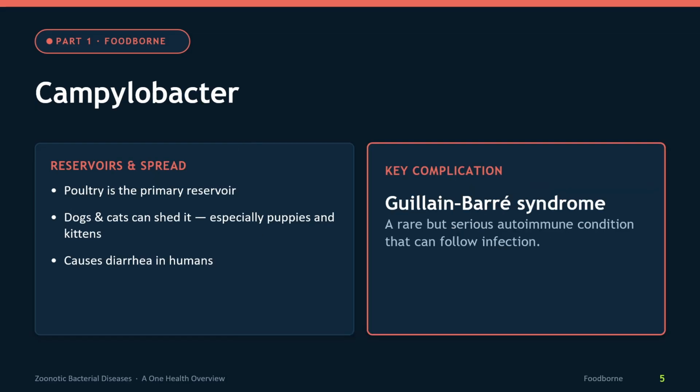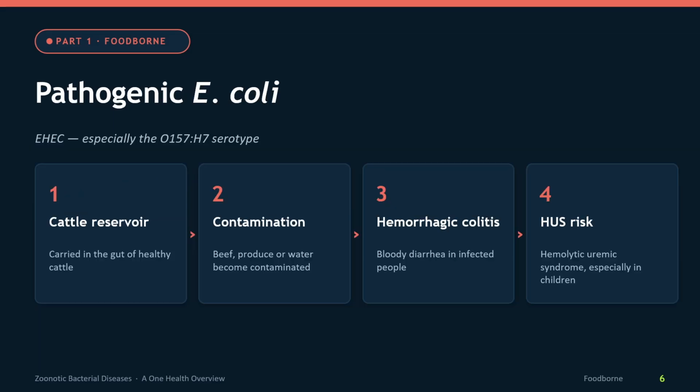Campylobacter jejuni is strongly associated with poultry, but puppies and kittens can also shed it. In humans, it causes diarrhea and can trigger Guillain-Barré syndrome, a rare but serious autoimmune condition.